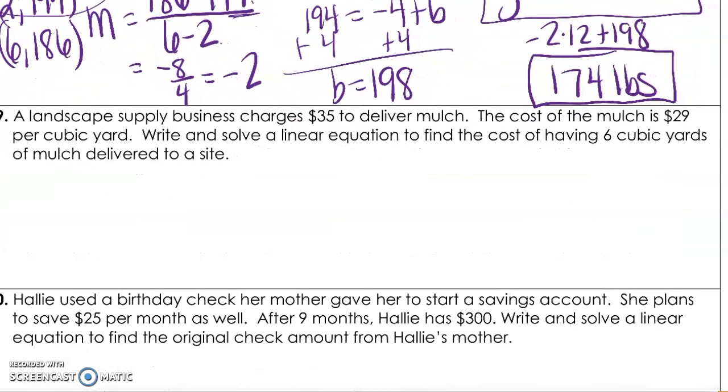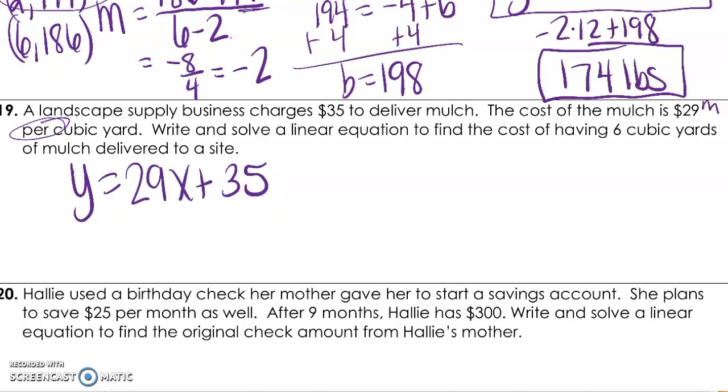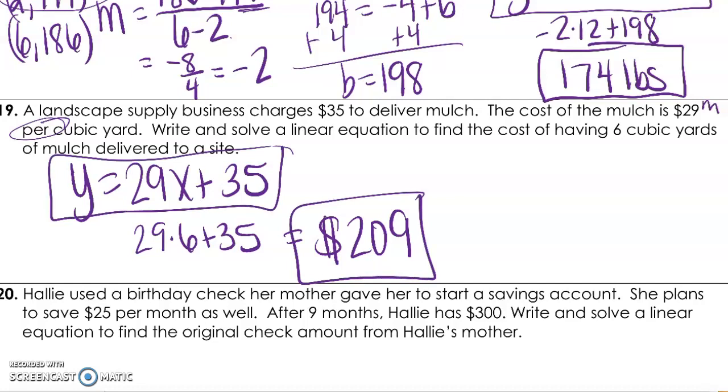Our next one, a landscape company charges $35 to deliver mulch. The cost of the mulch is $29 per cubic yard. All it gave us was two separate numbers, so that tells you it has to be a slope and a y-intercept. The word per tells us that that one is the slope. So y equals 29x plus 35. It costs $35 no matter what for them to deliver, and then $29 per cubic yard. So that's your equation. Then we need to figure out how much it's going to cost to have 6 cubic yards delivered. So you're going to do 29 times 6 plus 35, and that would give us $209. So this equation and that final answer.